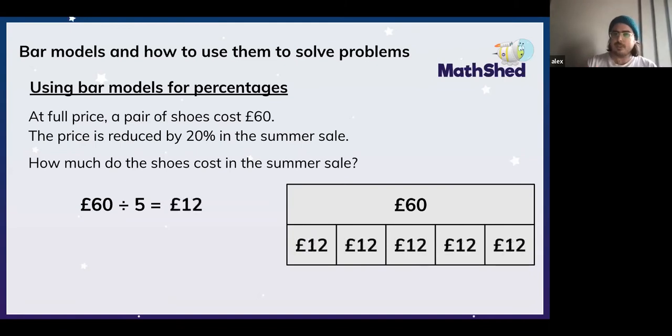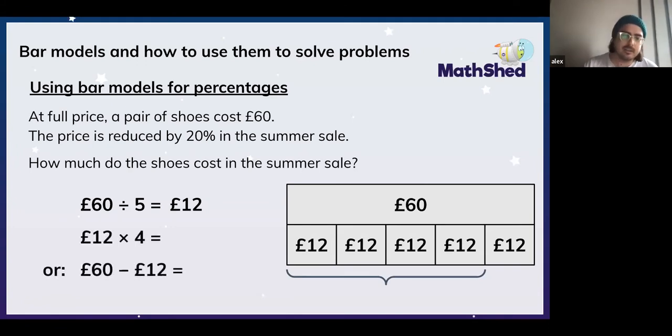So each 20% or each fifth is £12. So then it's a matter of figuring out what 4 of those parts is worth. Again, I've drawn the squiggly bracket here, the curly bracket. Could equally have the second bar model for 12 parts and an empty total bar. And then again, children could then either multiply 12 by 4 or take away 12 from 60. And the answer is these shoes are going to cost £48 in the sale.